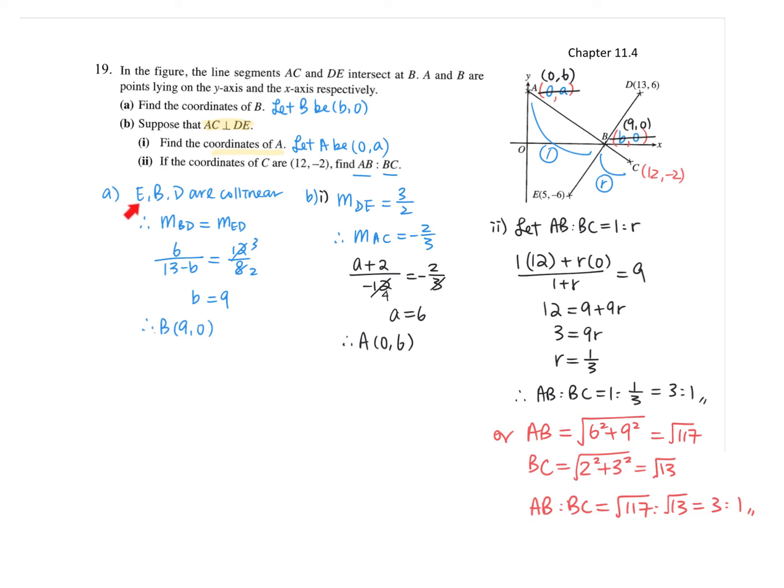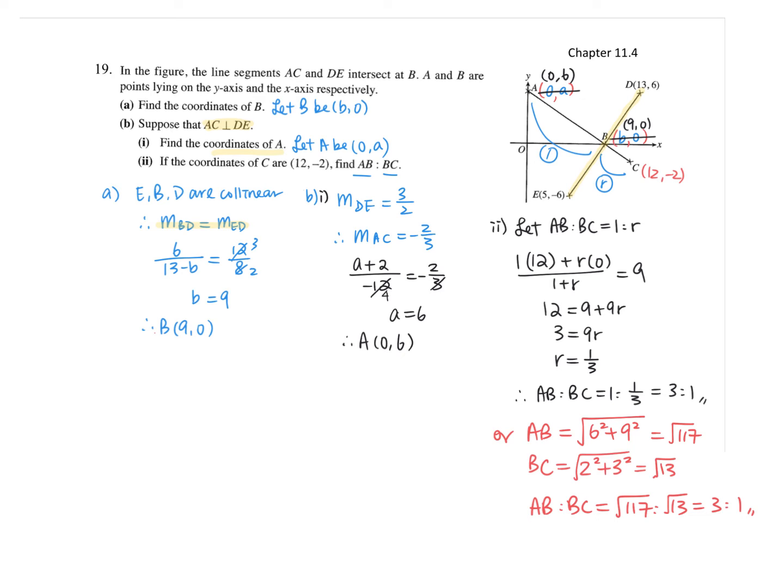As I said, E, B, D are collinear. Collinear means that they will have the same slope, okay? So all the points on this line have the same slope. So I picked BD. The slope of BD is equal to the slope of ED. But you can also do slope of EB equals slope of BD. So I have one unknown, B, that I have to solve, and it turns out to be 9. So the coordinates of B is 9, 0. So I know this point B is 9, 0.